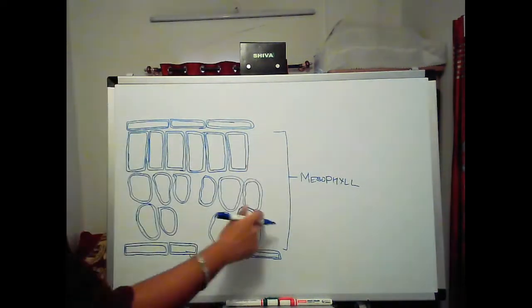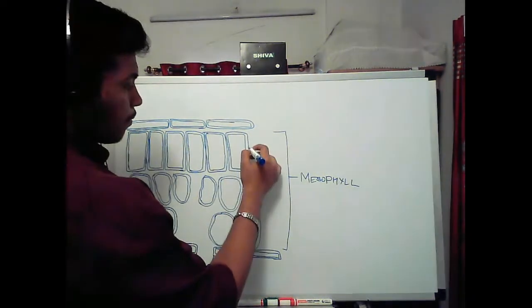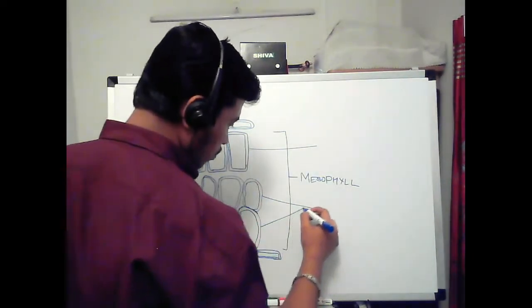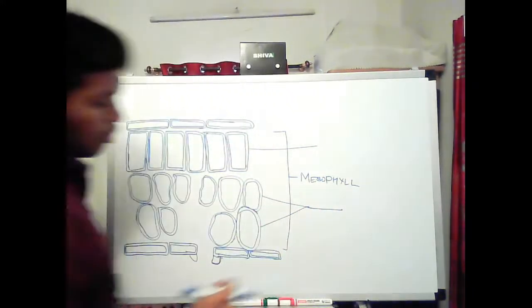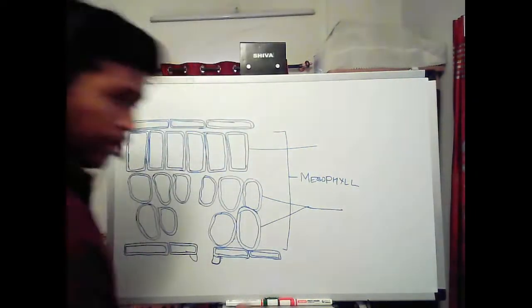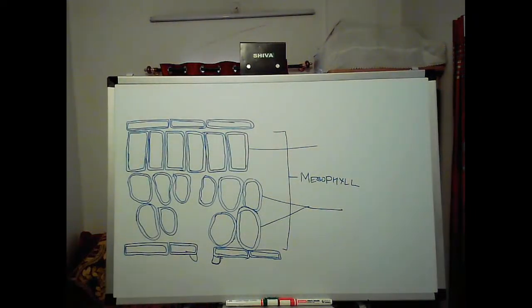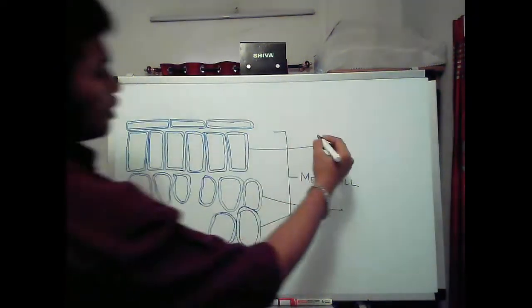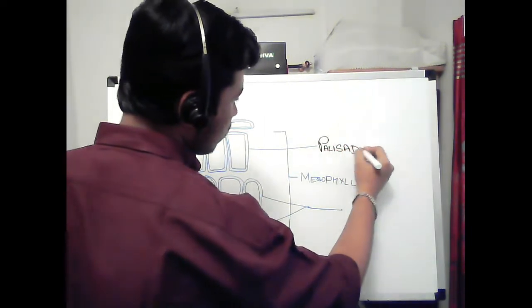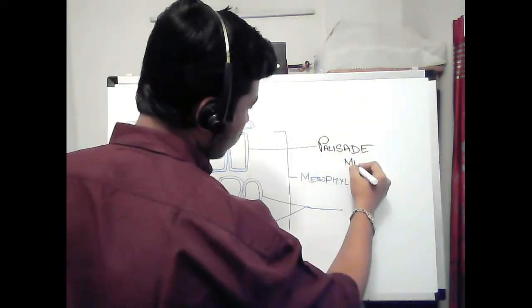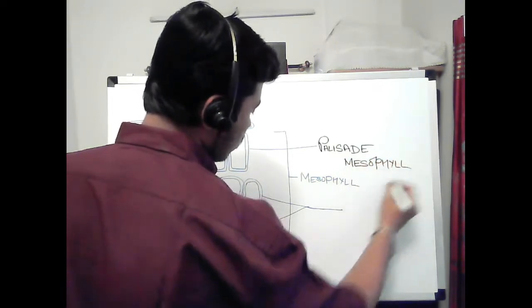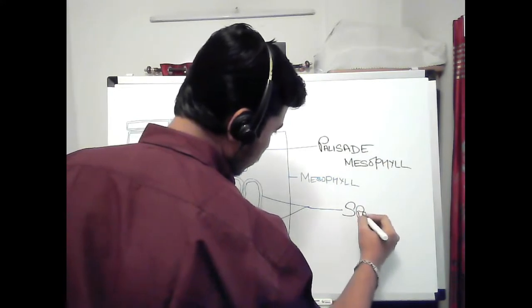Now, there are two parts of a mesophyll. Number one and number two. These two sets together. What is the first part? These are the palisade mesophyll, and these are the spongy mesophyll.